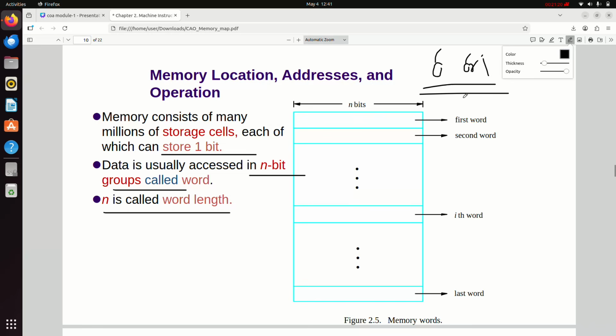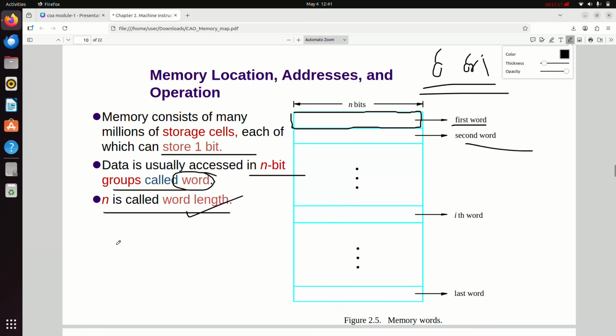That group of n bits, I told you in the previous video, is the word. Now, how many bits are present in the word? That is the word length. So in the memory, I am storing each of these with n bits. We are storing it in a group of n bits, and that group of n bits gives me the first word, and similarly some other n bits give me the second word.